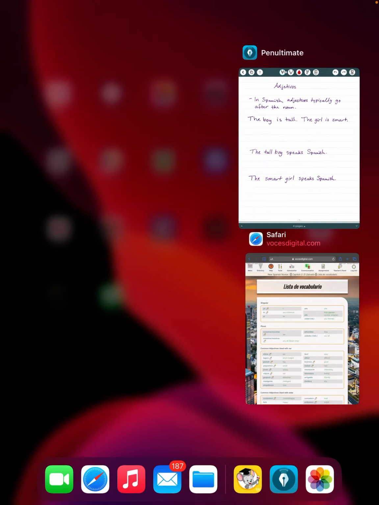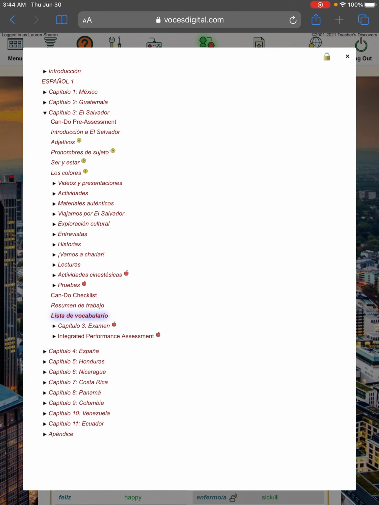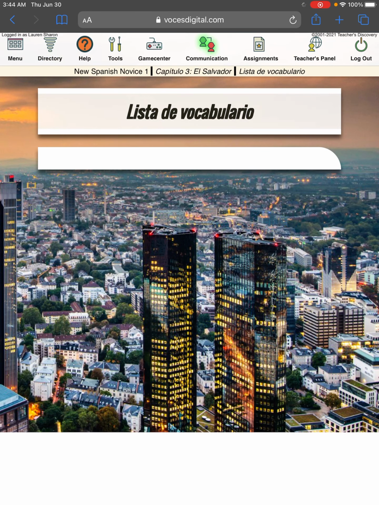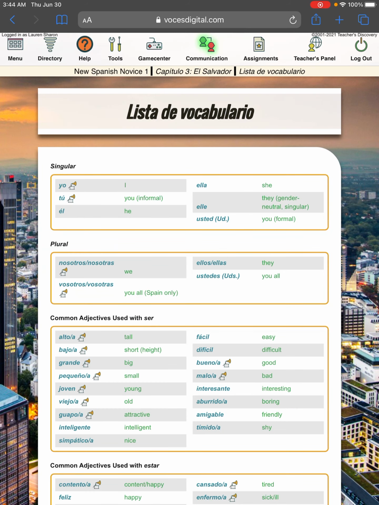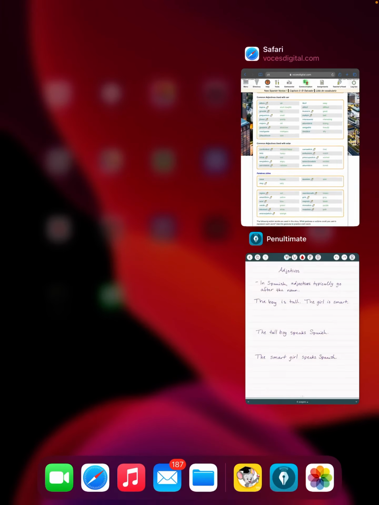So first off, to find these adjectives that we're really dealing with in this chapter, we are in chapter 3, so you'll want to make sure that you are in that chapter in Voces, and then click on that Lista de Vocabulario, and that will take you here. So we are really focusing on adjectives that are frequently used with the verbs ser and estar. So let's get into this.